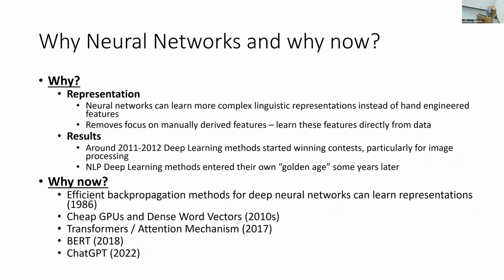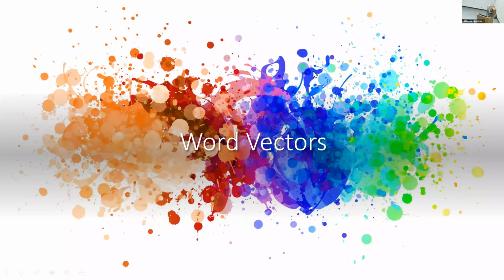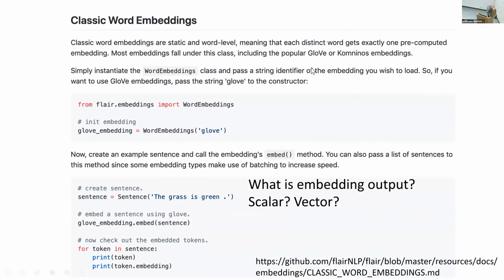So the things that made it possible are the cheap GPUs, the word vectors and the representation of words, which I'll talk a little bit about, transformers, then BERT winning a bunch of things in NLP, and now ChatGPT. So focus on a few of these. First, word vectors. I'll use the word embedding sometimes. So embedding is really just itself a word vector, so a dense word vector.